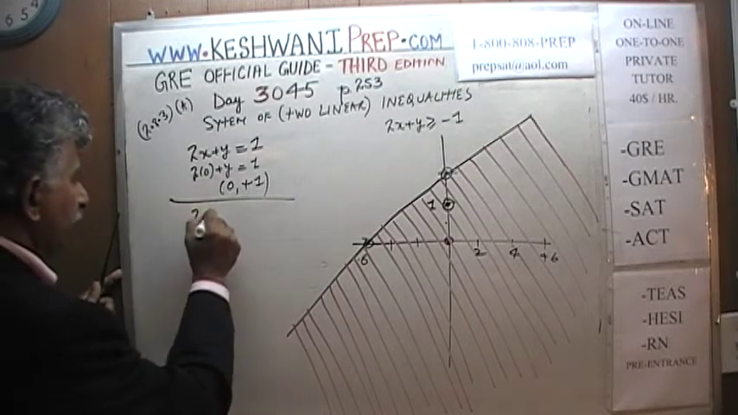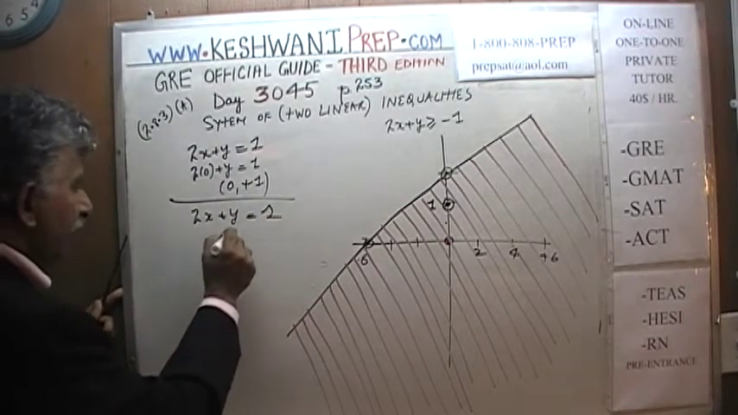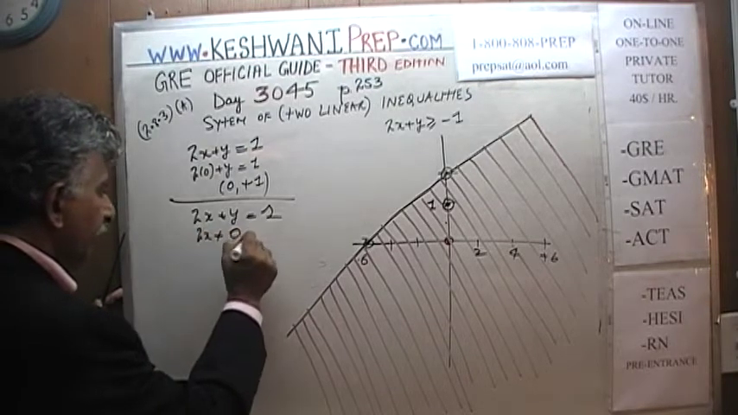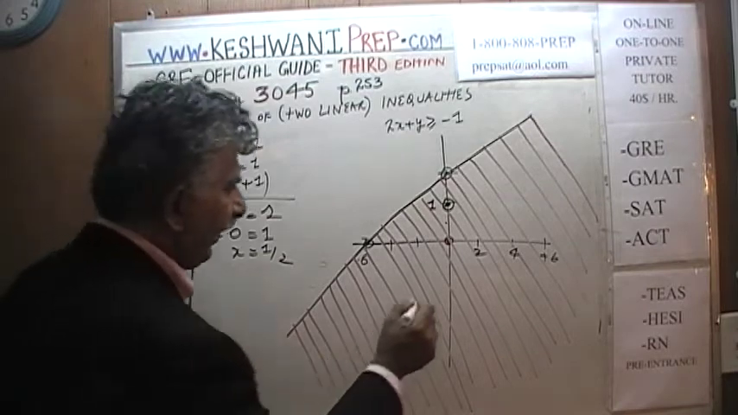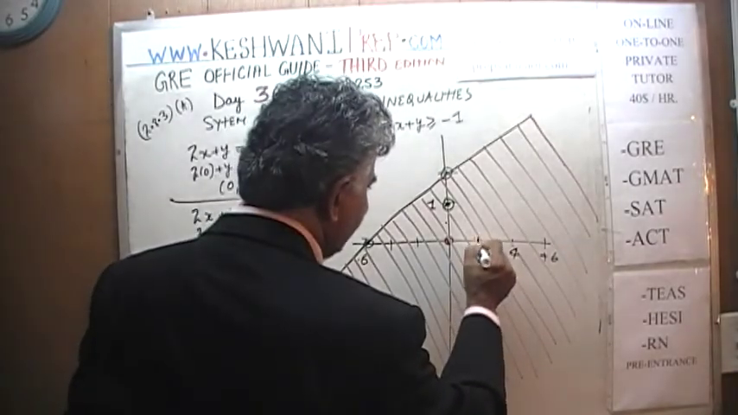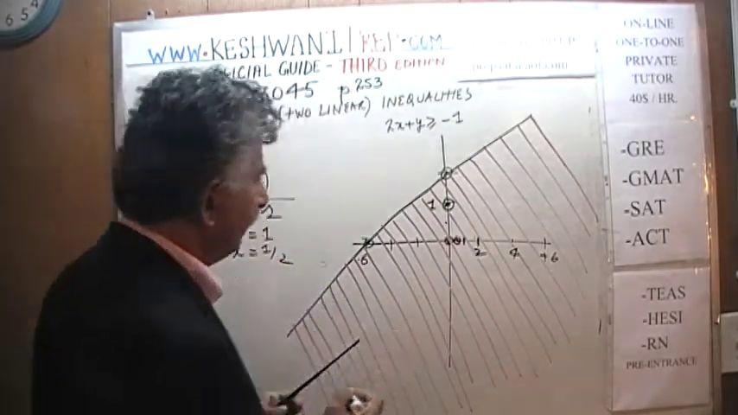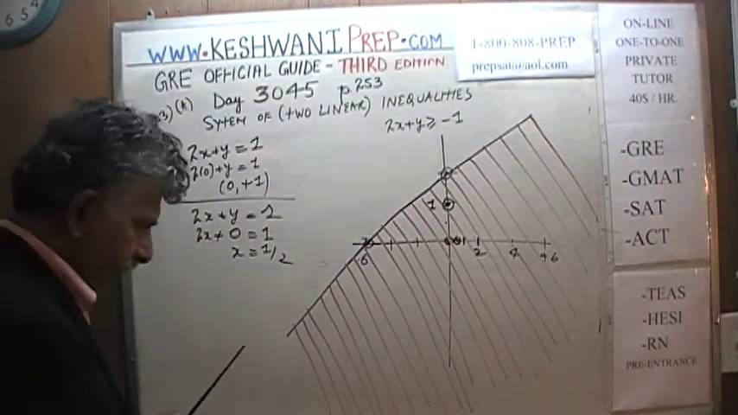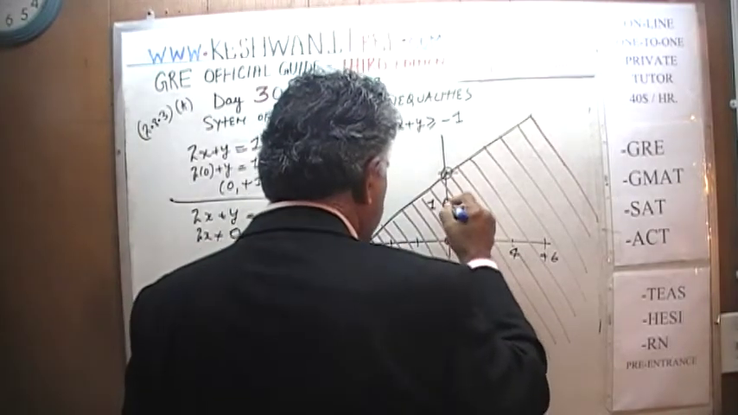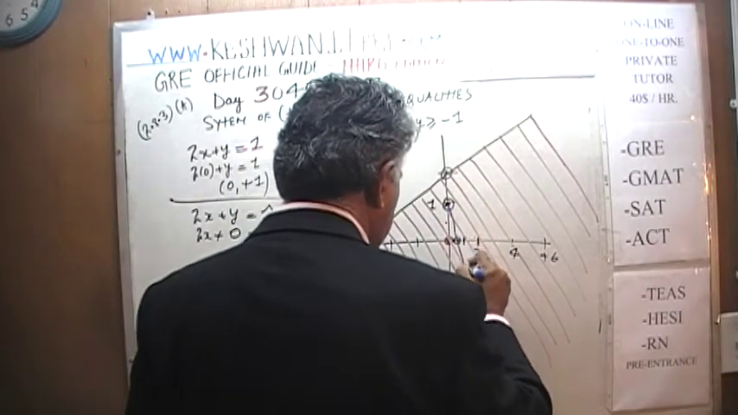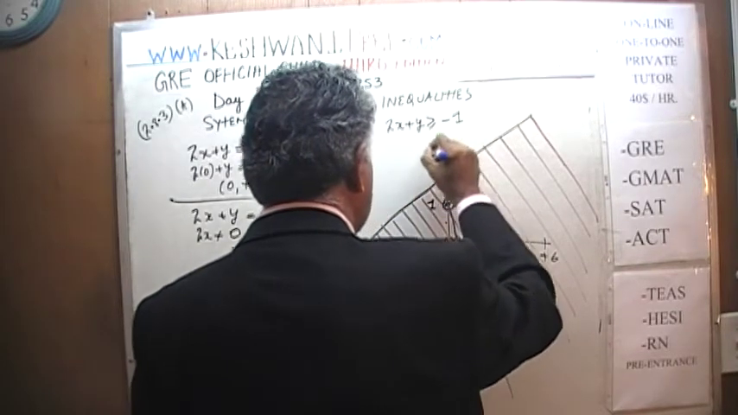Now, again, 2x plus y is equal to 1. Let's put y is equal to 0. When y is equal to 0, we have 2x is equal to 1, which means x must be half. When y is 0, x is half. Pay attention, this is 2, which means this is 1. Half is somewhere here. So we have to join these two points right here.